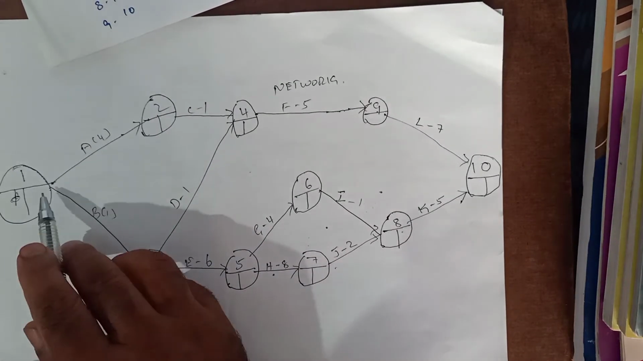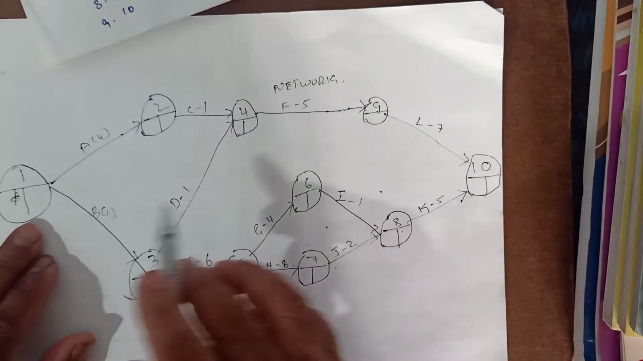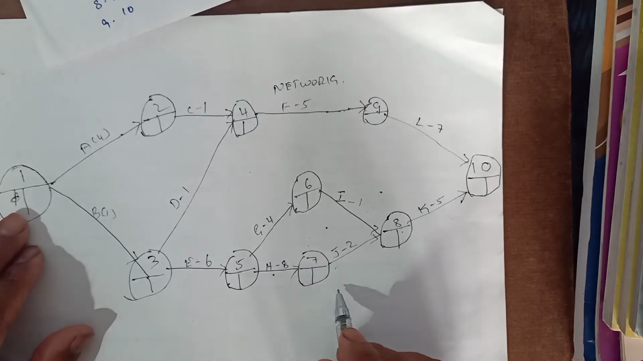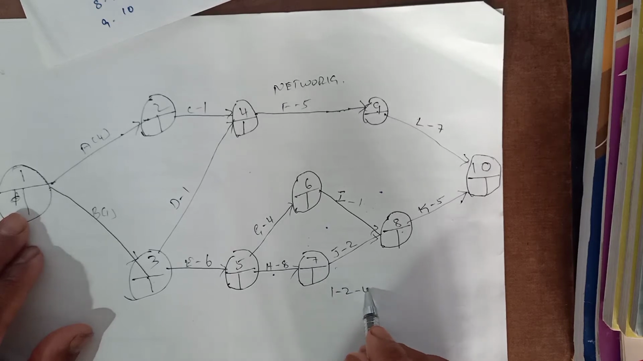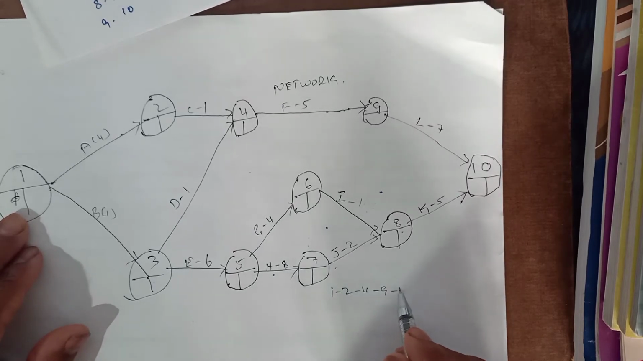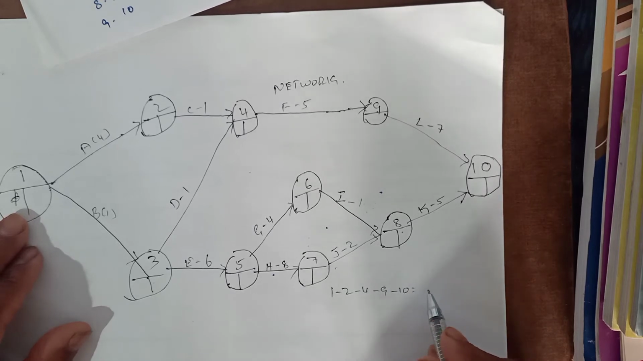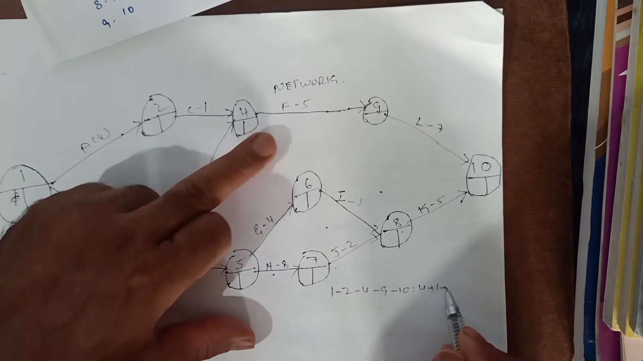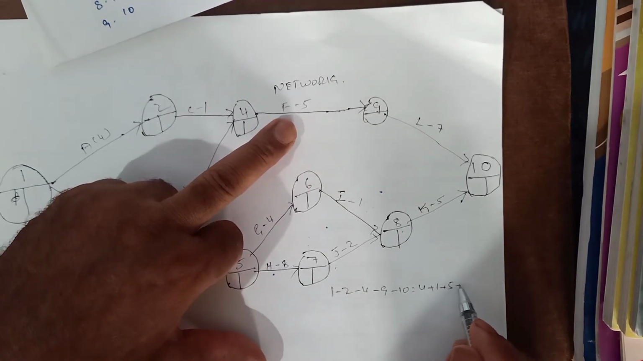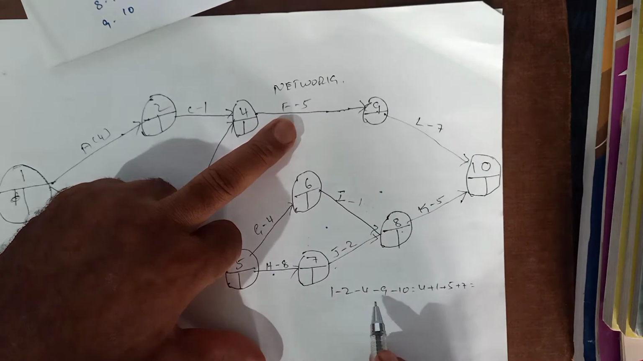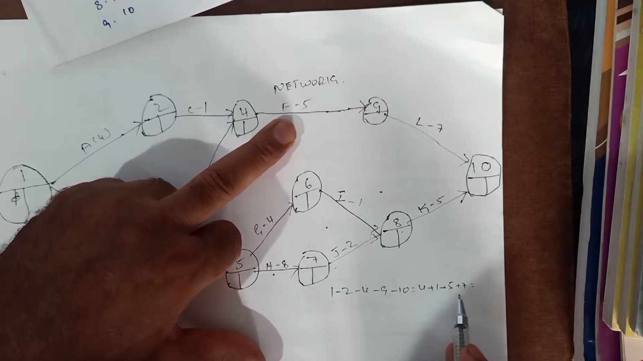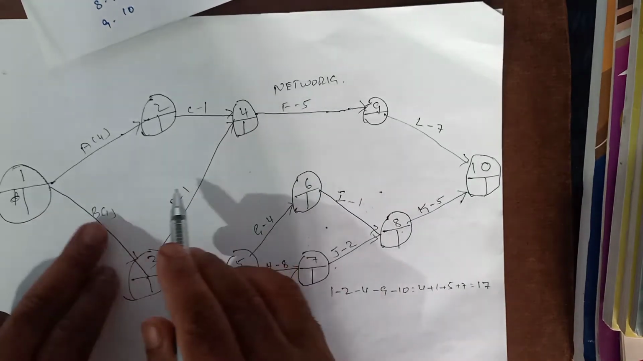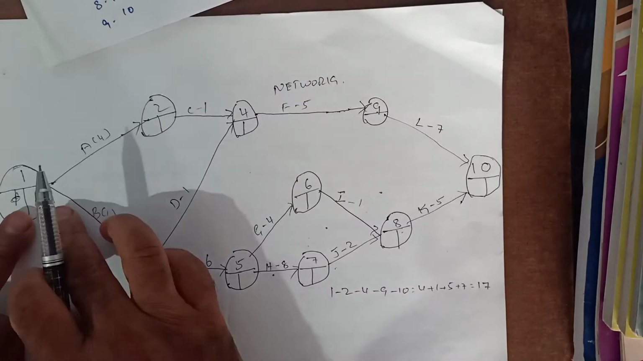I will tell you the route. The path is 1 to 2, 2 to 4, 4 to 9, 9 to 10. That is 4 plus 1 is 5, plus 5 is 10, plus 7 is equal to 17. Take the second route. Let us take this route.